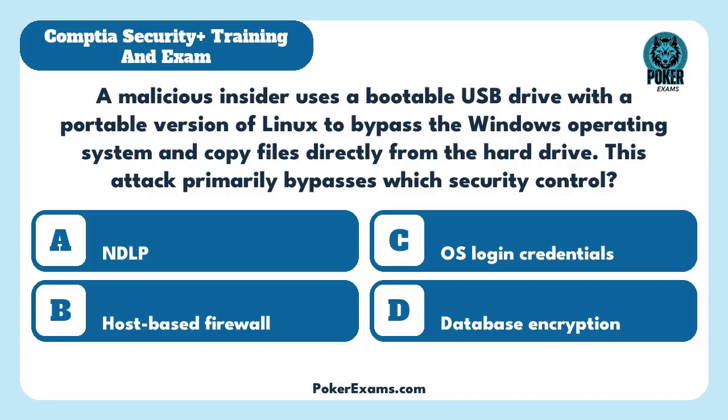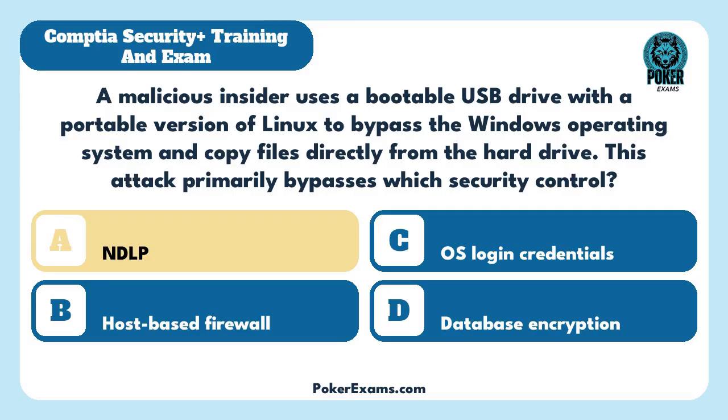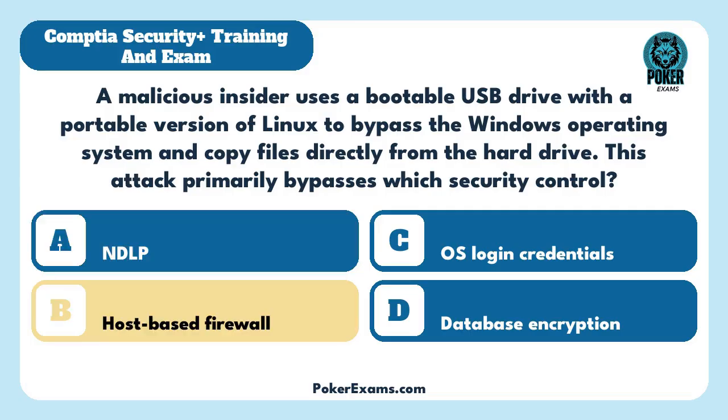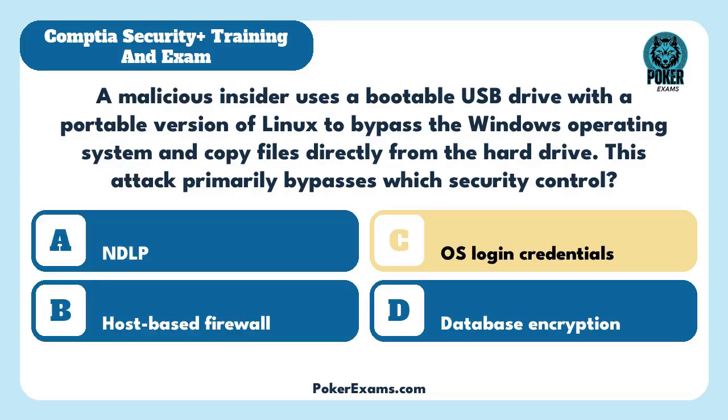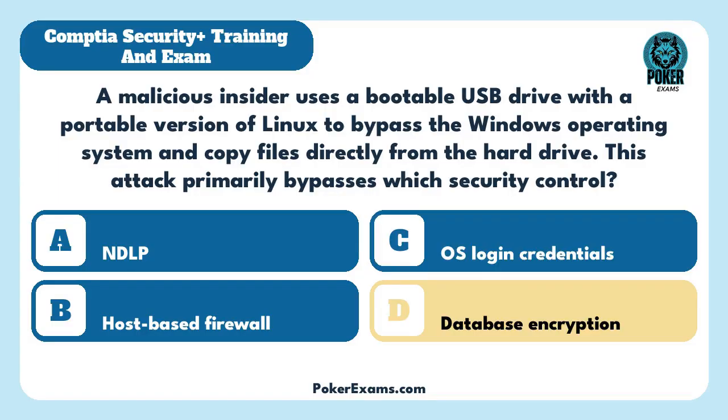Question 4. A malicious insider uses a bootable USB drive with a portable version of Linux to bypass the Windows operating system and copy files directly from the hard drive. This attack primarily bypasses which security control? A, NDLP? B, host-based firewall? C, OS login credentials? D, database encryption?